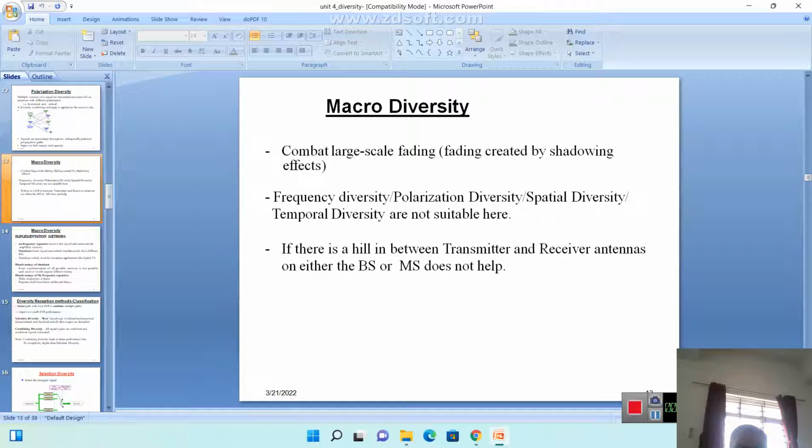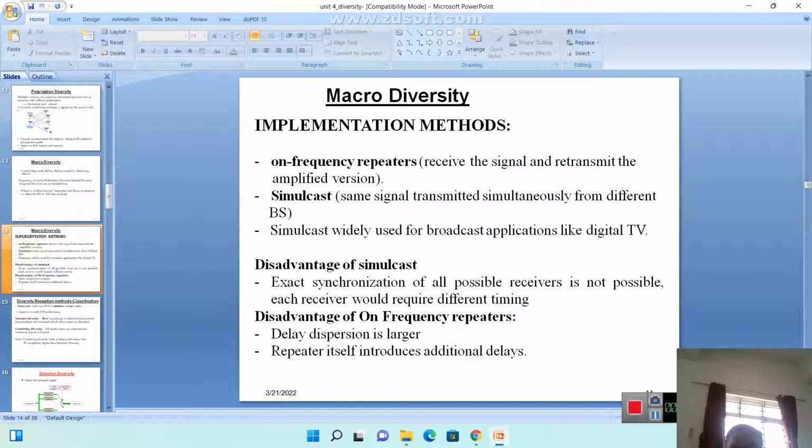If there is a hill between the transmitter and receiver antennas on either the BS or MS, the other diversity does not help. Now the macro diversity implementation methods: on frequency repeaters, and simulcast is the main implementation method in macro diversity. What is the disadvantage of simulcast? The synchronization of all possible receivers is not possible, as each receiver would require different timing.